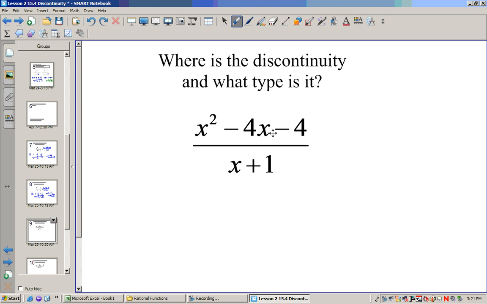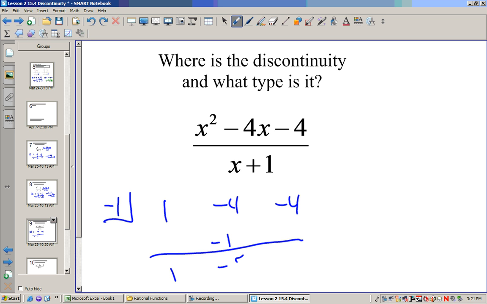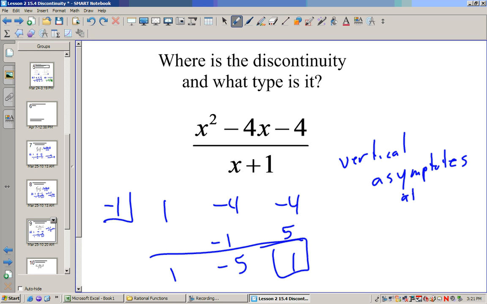And what about this one? Are there any two numbers that multiply to 4 that add up to 4? 2 and 2, you can't, one would have to be positive or negative. I can't think of how to factor this. So let's try the synthetic division. 1, negative 4, negative 4. Obviously this has a remainder, so this will be a vertical asymptote at x equals negative 1.